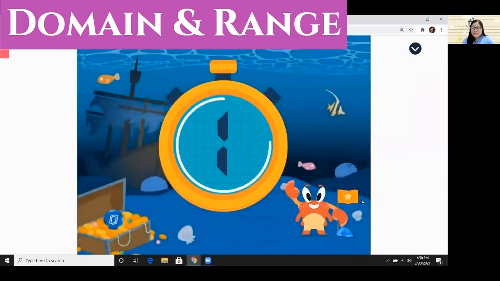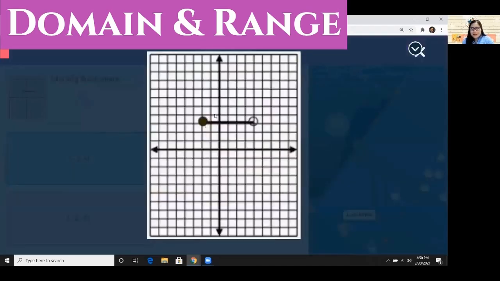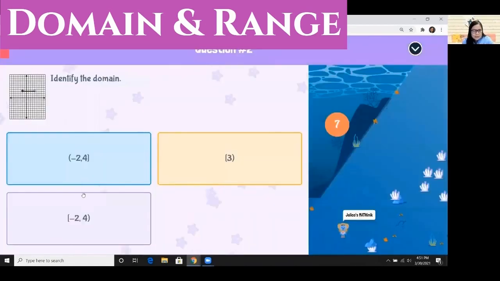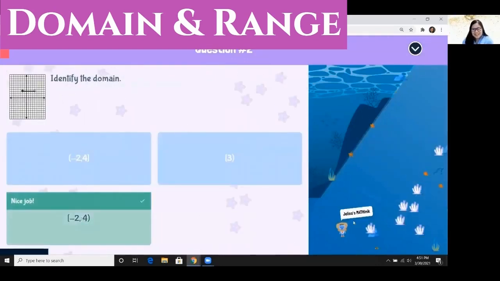Question number two. Identify the domain. Identifying the domain here, it is a closed dot, so therefore it is a bracket. Negative 1 and negative 2, so it stops at negative 2. And this one is a parenthesis since it is an open dot. So we have 1, 2, 3, 4. So negative 2 and then positive 4, parenthesis. So we have a bracket, then parenthesis. Yippee! Nice job. Let's climb the mountain.